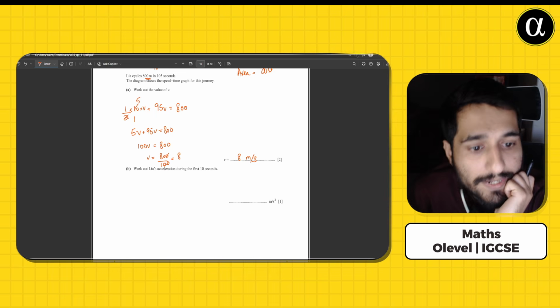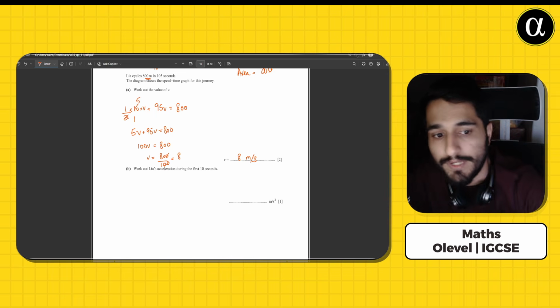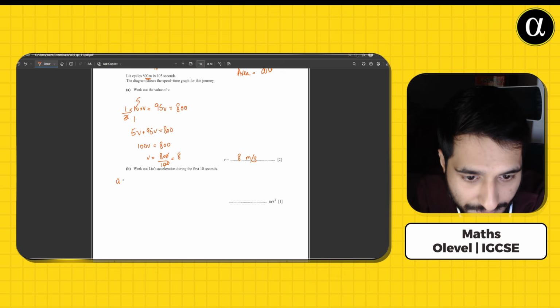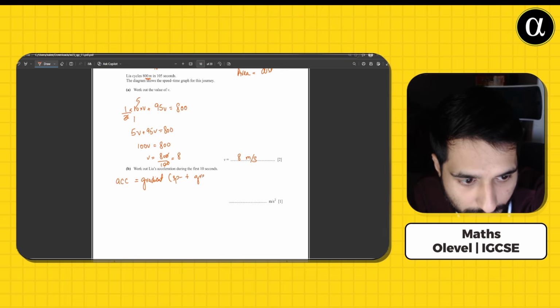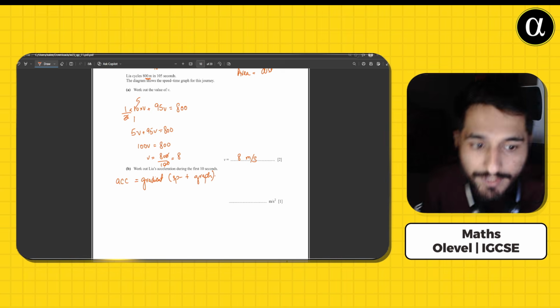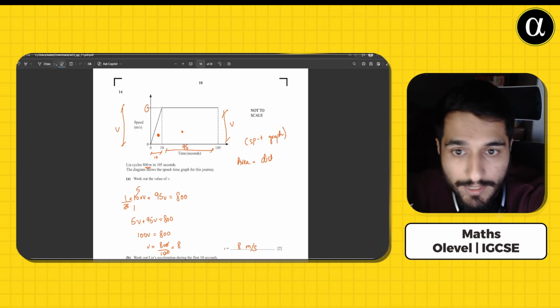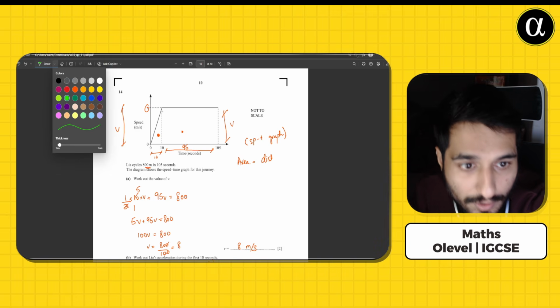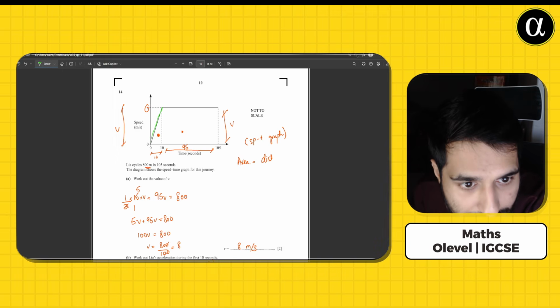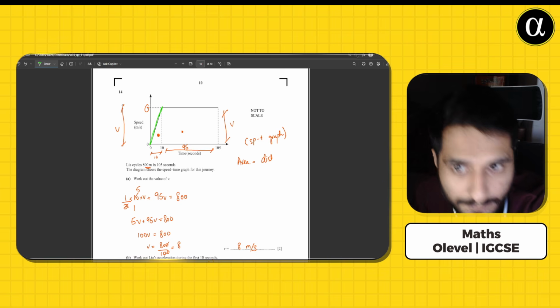Next part says work out Leah's acceleration during the first 10 seconds. Now we need to understand, for a speed time graph, acceleration is basically the gradient. It's the gradient of the speed time graph. We are supposed to find it for the first 10 seconds. That means this part. Now we are supposed to find the gradient of this line, this journey.